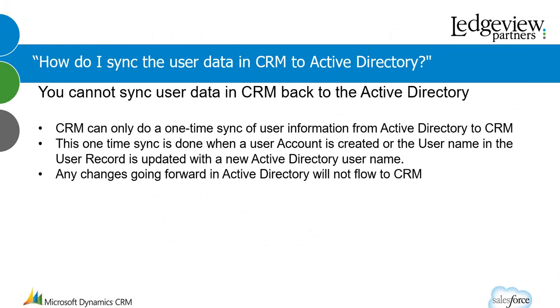Our next question is, how do I sync the user data in CRM to Active Directory? The simple answer to this one is you cannot sync user data in CRM back to the Active Directory. The reason for this is that CRM only does a one-time sync of user information. This one-time sync is triggered when a new user record is created or the user record in CRM is updated with a new Active Directory username. Any changes after that one-time sync are not going to flow from Active Directory to CRM.